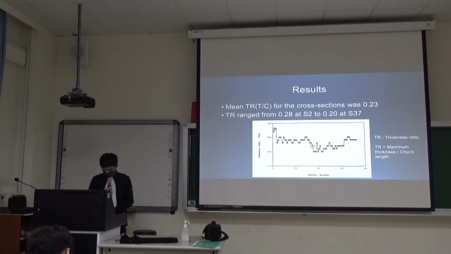The mean thickness ratio for the cross sections was 0.23. Thickness ratio is maximum thickness divided by chord length. Looking at the graph, the x-axis is the section number and the y-axis is the thickness ratio. The thickness ratio ranged from 0.28 at section 2 to 0.2 at section 37.